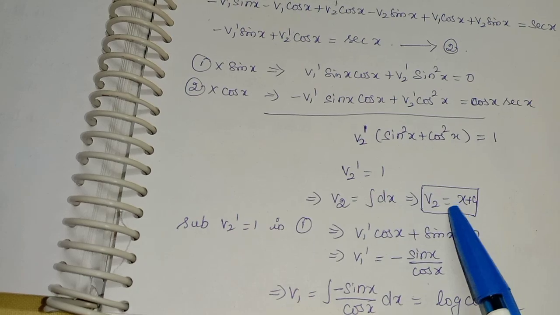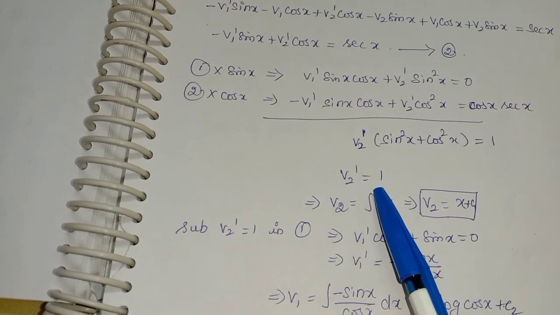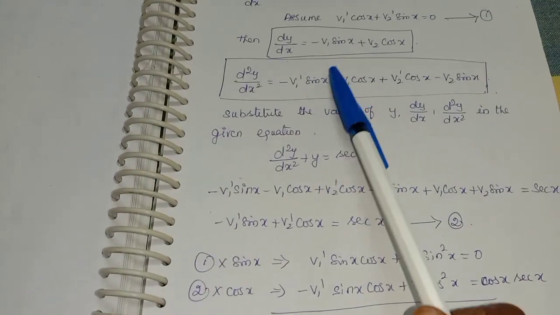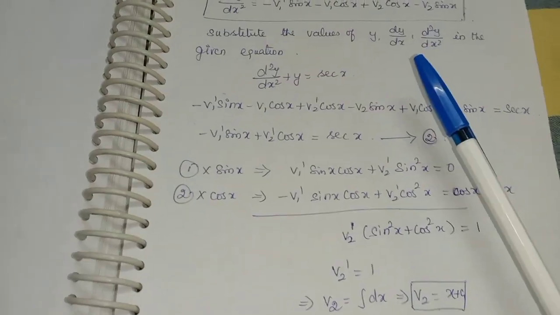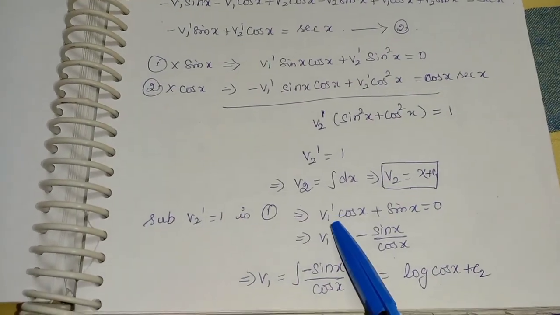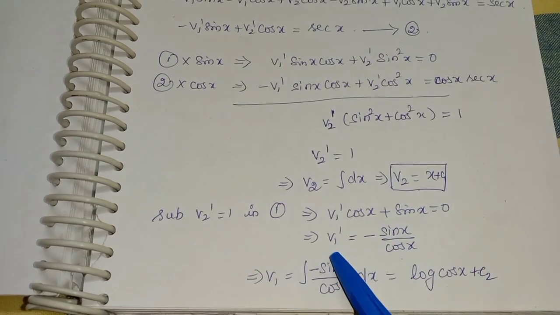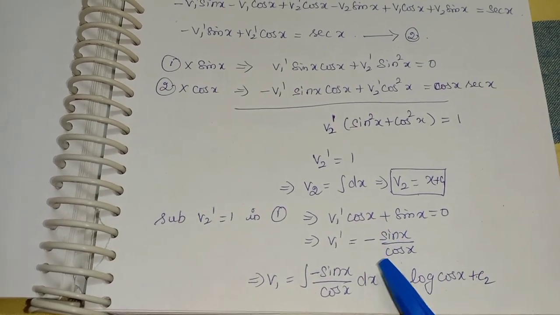Next, for finding the value of v1, let's substitute v2 dash equal to 1 in equation 1. In equation 1, substitute what? v2 dash equal to 1. So it will be what? v1 dash cos x plus sin x equal to 0. So v1 dash equal to minus sin x by cos x.